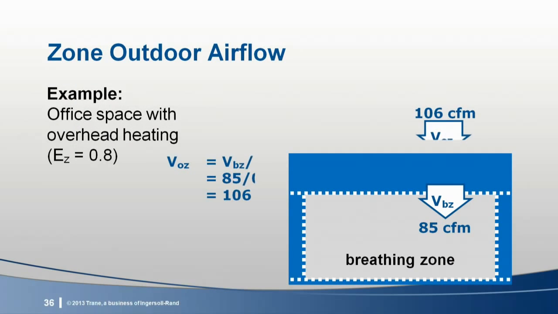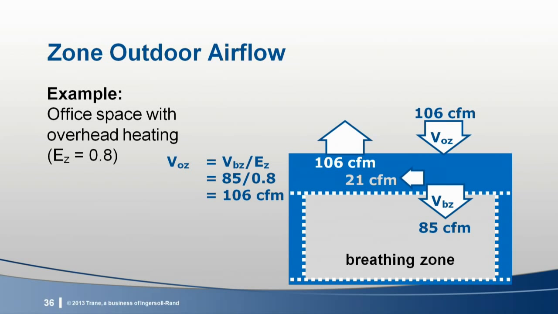In the heating mode, we find that 106 CFM of outdoor air must be delivered to the overhead diffusers so that 85 CFM makes it into the breathing zone in this office. In this mode, 21 CFM of outdoor air bypasses the breathing zone altogether. This next slide compares the various methods of distributing air to the zone and how the default values for air distribution effectiveness impact zone outdoor airflows for our office example.